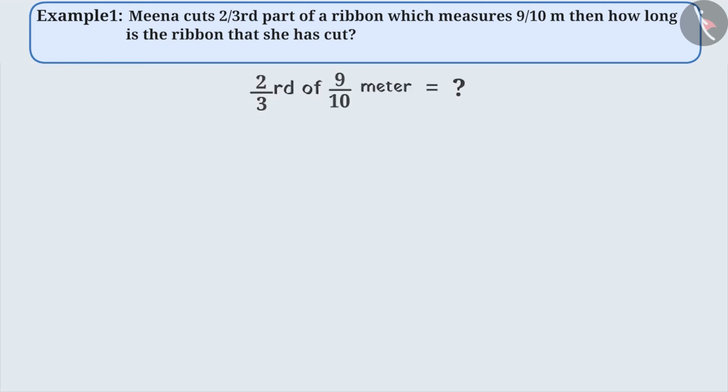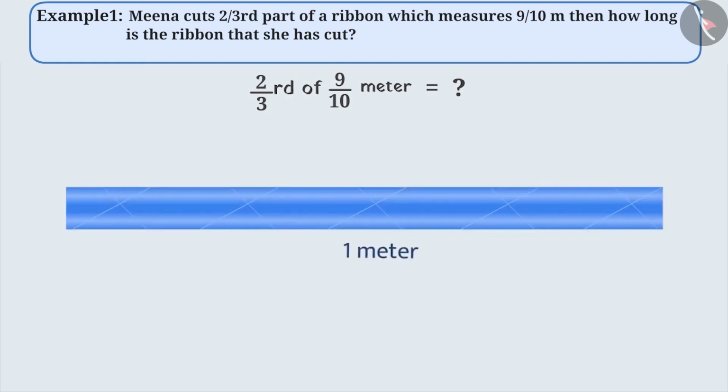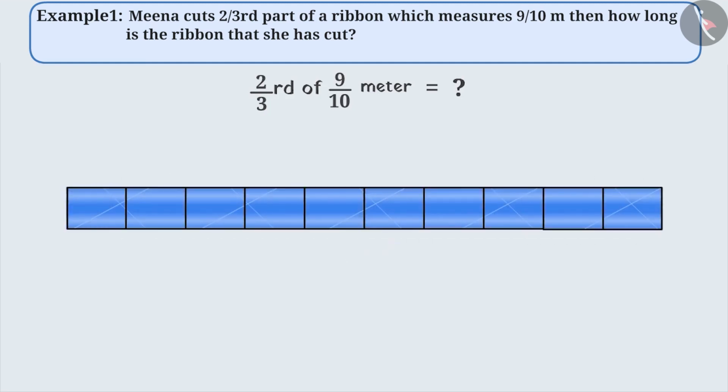of a meter. Suppose we have a ribbon with length as 1 meter. If we divide it into 10 equal parts, then 9 parts out of 10 of this ribbon can be expressed as 9 by 10 meters. We have to find out 2/3 of this, so we will make 3 equal parts out of these 9 parts and take 2 of the 3 parts.